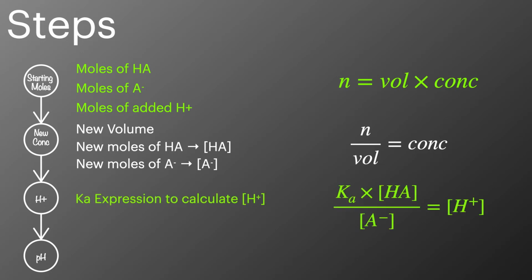In the next step, we need to use all these values calculated so far to find the value for the concentration of hydrogen ions using the Ka expression. And in the final step, we'll calculate the pH from the concentration of hydrogen ions, so we now have the pH of the solution after addition of the acid.